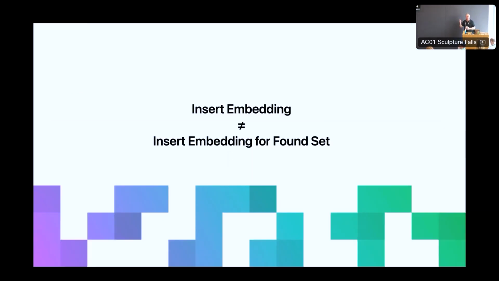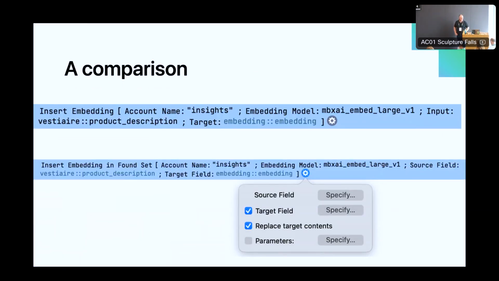Insert embedding is not the same thing as insert embedding in found set. If you look at a comparison, you can see that the account name is the same, the embedding model part is the same. You'll notice that on insert embedding, it says input, whereas insert embedding in found set says source field.